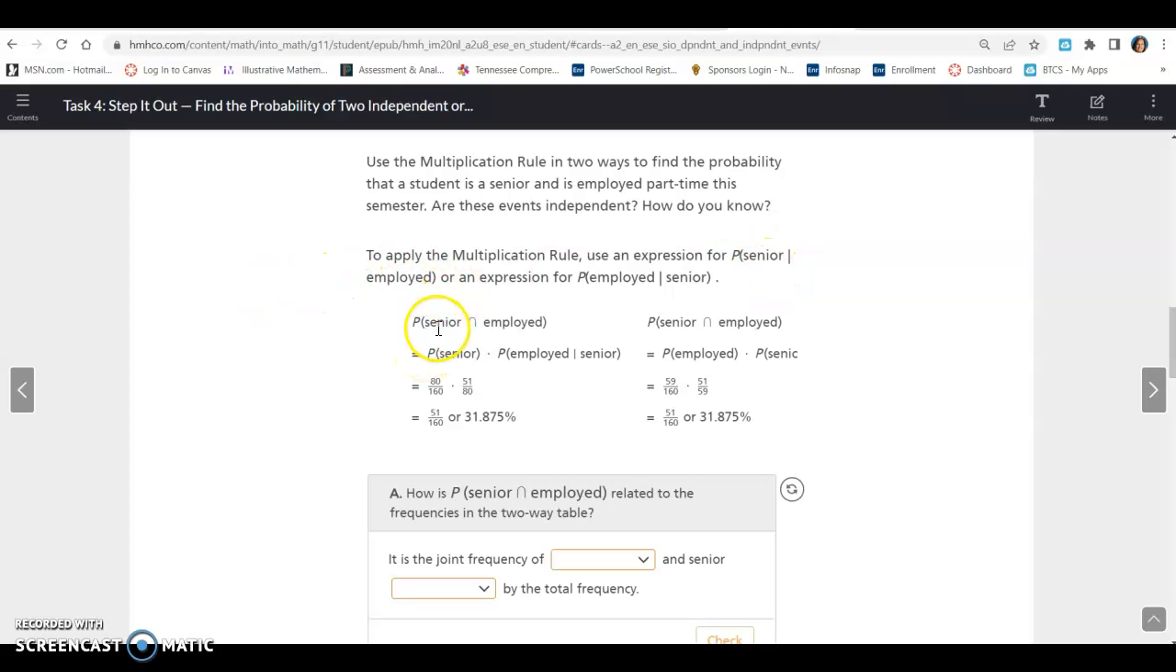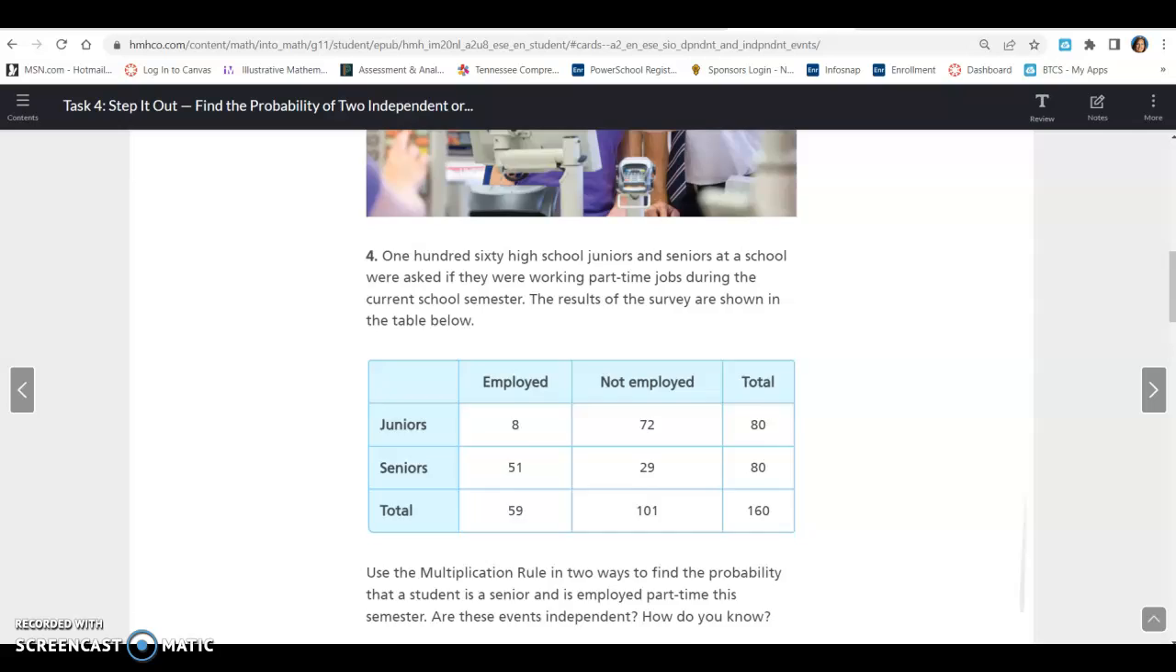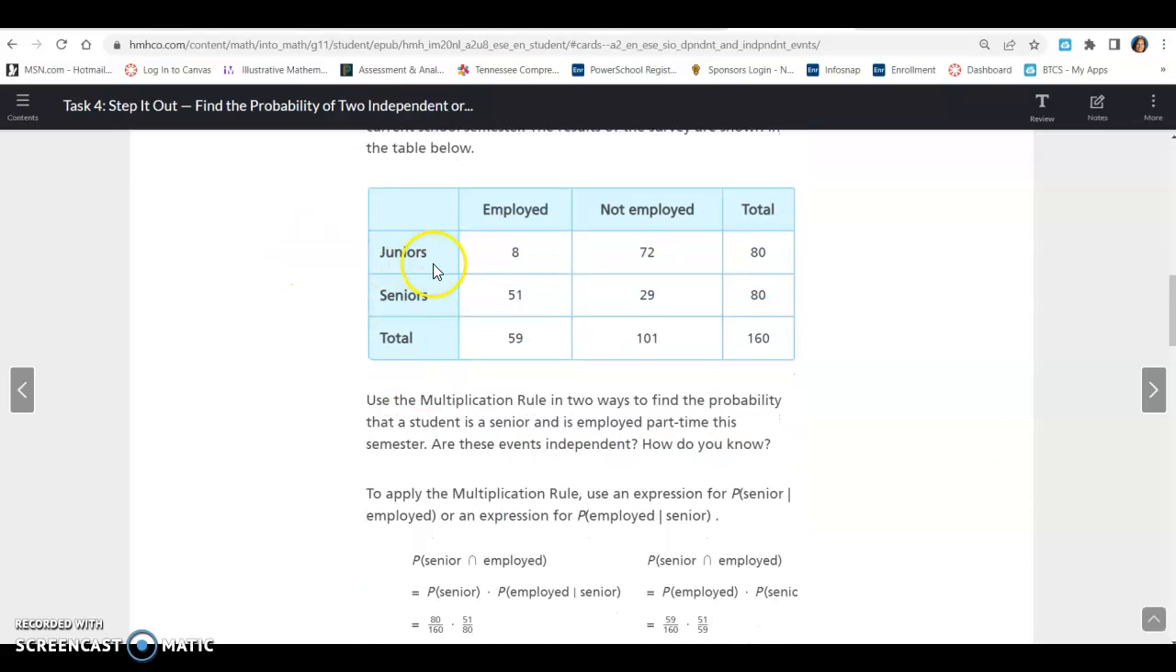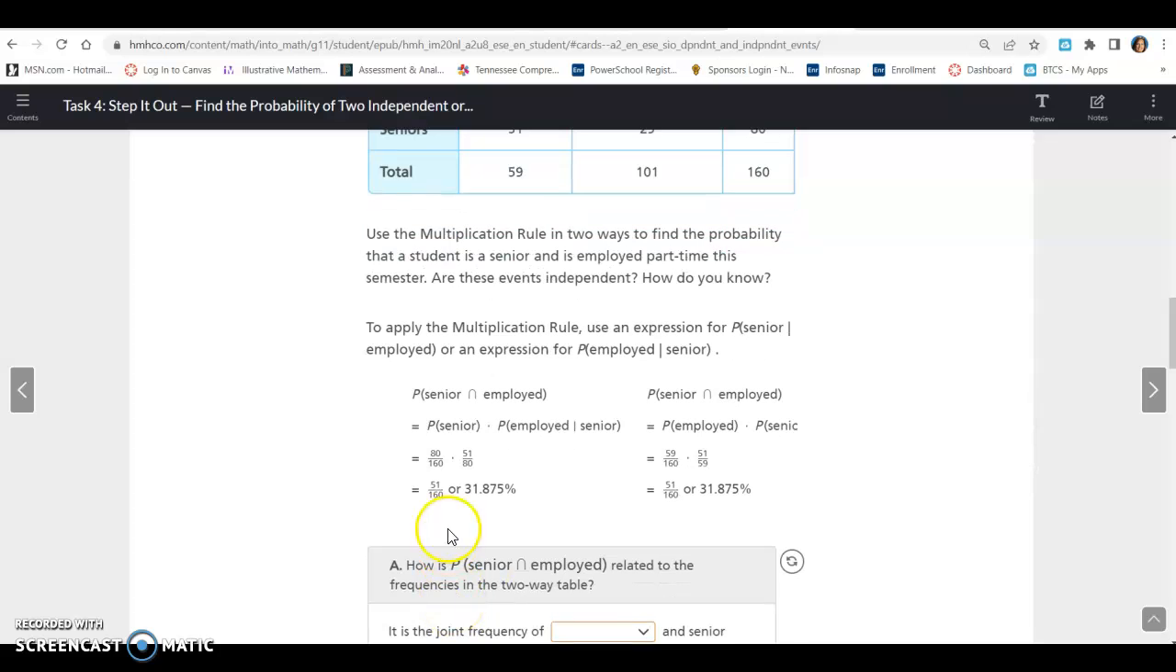So the probability of senior and employed: we've got 80 out of 160, so let's go up here and see. Seniors here, so we've got 80 seniors out of 160, so that's where that number comes from. And 51 out of 80, so 51 seniors are employed out of the total 80 seniors that are here. If you multiply those two together and change it to a percent, you get about 31.875%. So that's senior and employed.